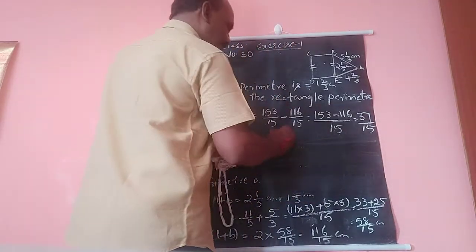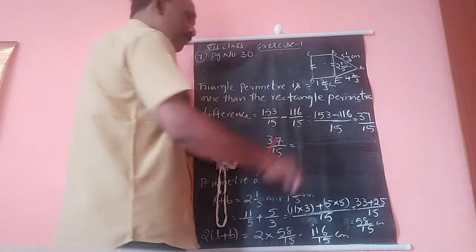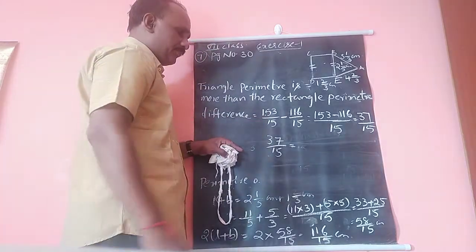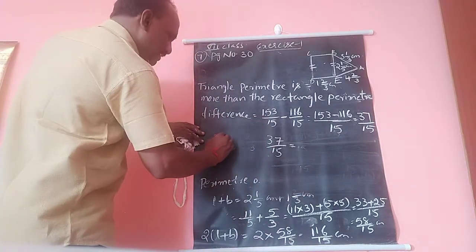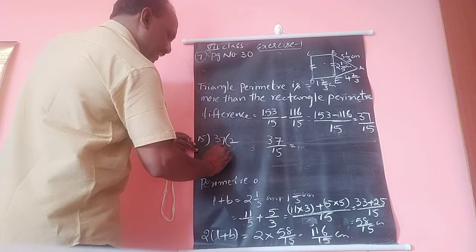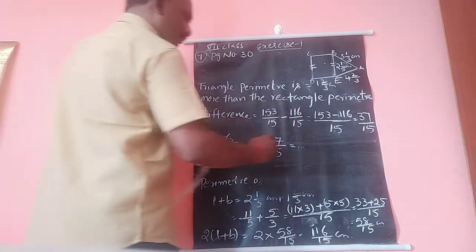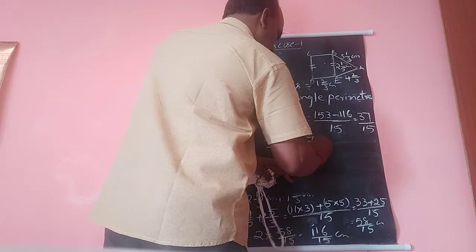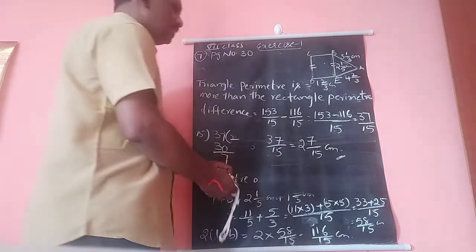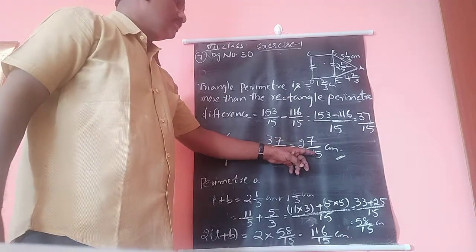Again, the 37 by 15 you can change into a mixed fraction, as this is an improper fraction. 37 by 15 means you can divide 37 with 15. How many times does it go? 15 twos are 30. What is the remainder? 7. So 2 and 7 by 15 centimeters. Listen here: 37 by 15 means 2 and 7 by 15 centimeters.